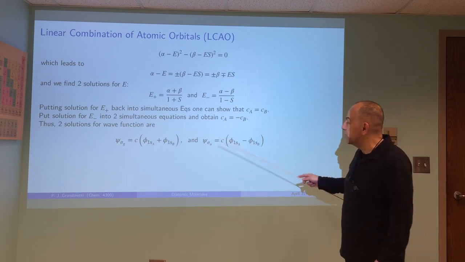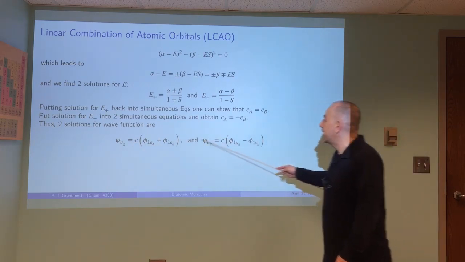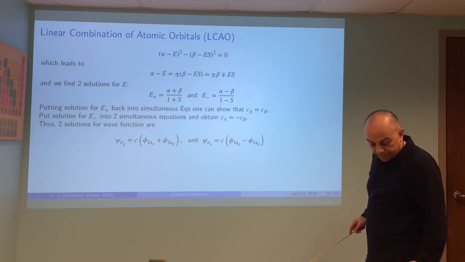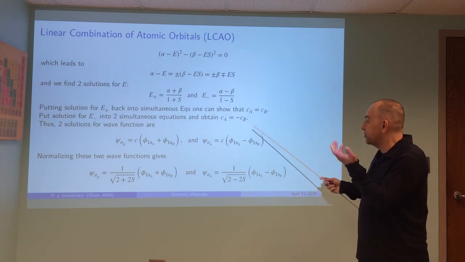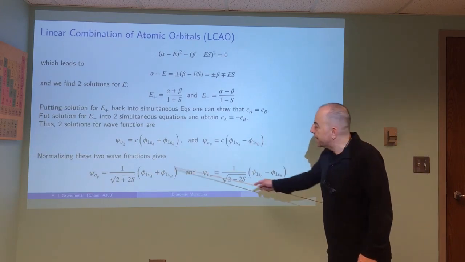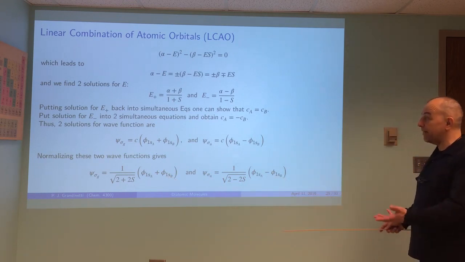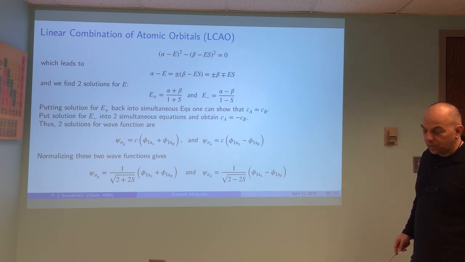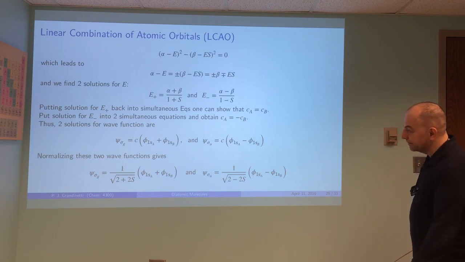So that means that the 2 wave functions that are our guesses, after they've been through the variational theorem, have this form. And we just have this coefficient C, which is just a normalization factor. So if we normalize these guys, that's what we get. And there you have it. We've solved for the wave functions in terms of the atomic orbitals with just coefficients in front.